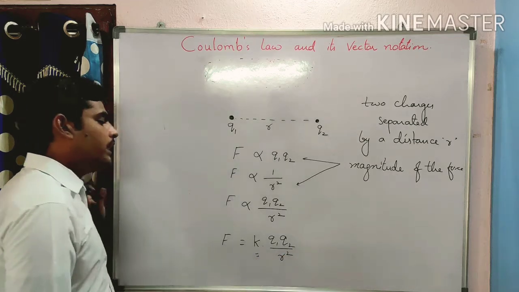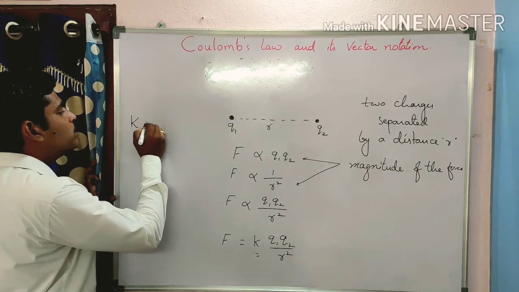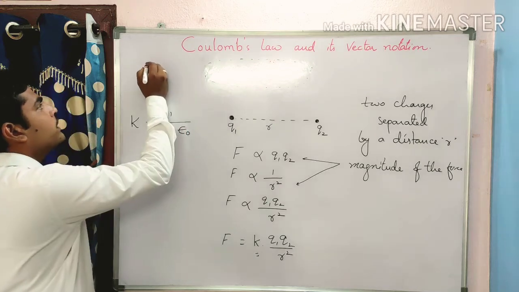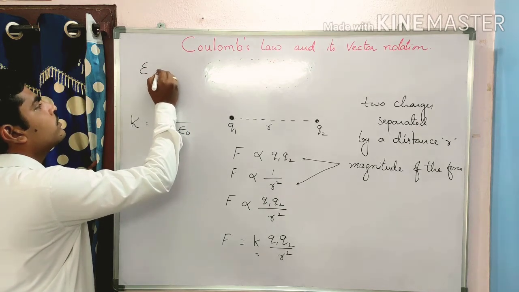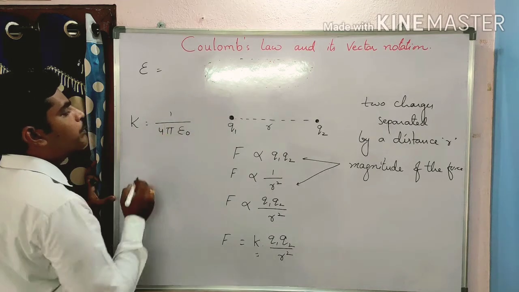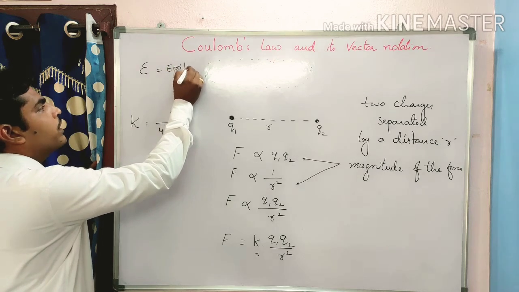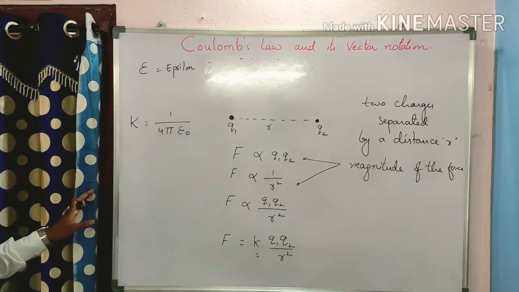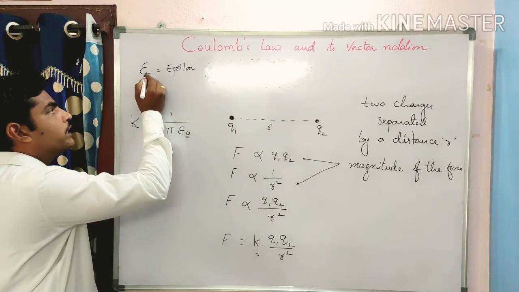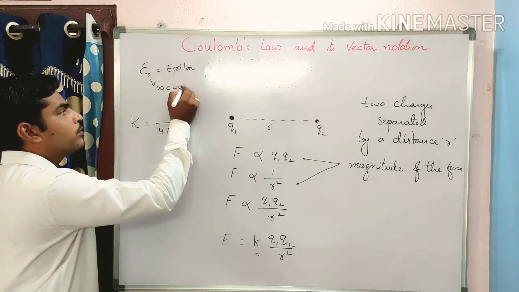K is the proportionality constant. Here the discussion starts. What is K? K is 1 by 4 pi epsilon naught. What is this? This is epsilon. The naught, the 0, represents free space, vacuum.